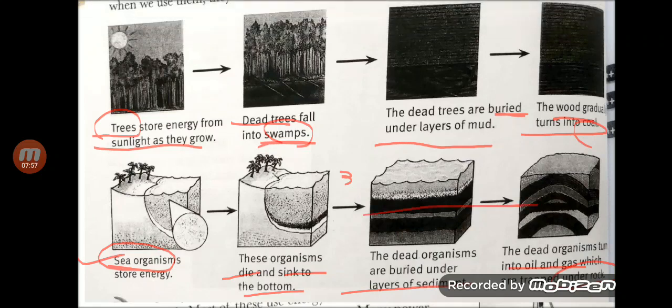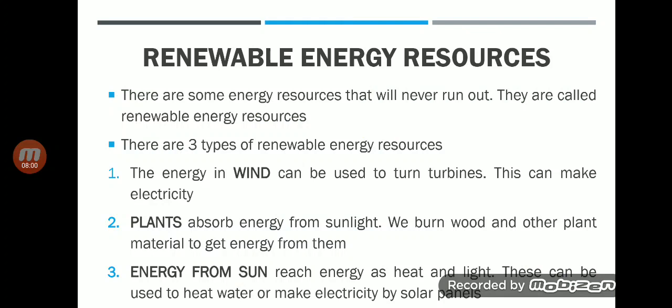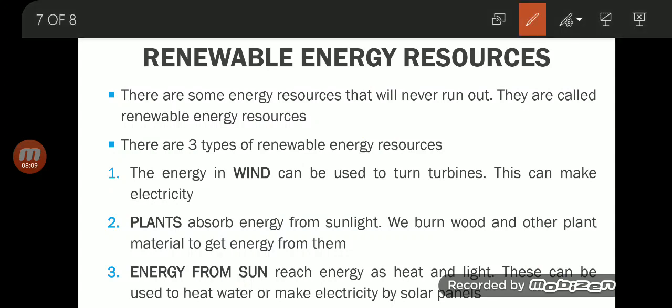Now next, renewable energy resources. Renewable, the resources which we can renew. There are some energy resources that will never run out, that will never finish. They are called renewable energy resources. There are three types of renewable energy resources: wind, plants, and energy from the sun. Wind can't be finished, plants can't be finished, and energy or light from the sun also can't be finished.